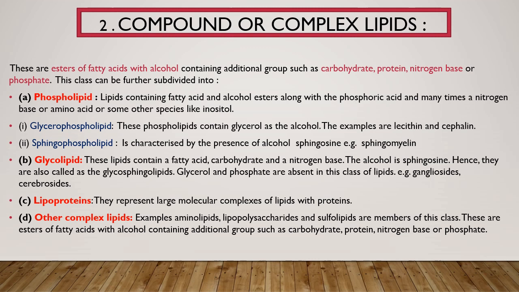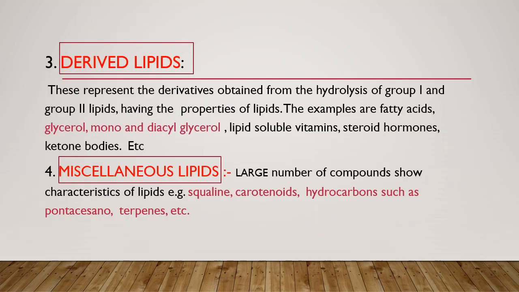and sometimes phosphate. The next lipid is the derived lipid, which represents the derivatives obtained from hydrolysis of group 1 and group 2 and having the properties of lipid. Examples include glycerol, mono and diacylglycerol, lipid-soluble vitamins and also the steroid hormones. The next lipid is the miscellaneous lipid, which consists of a large number of compounds showing characteristics of lipid. Examples are squalene, carotenoids and hydrocarbons such as hentriacontane, and the terpenes.